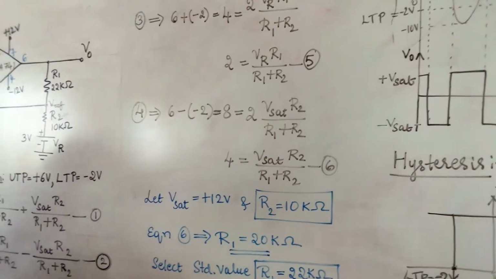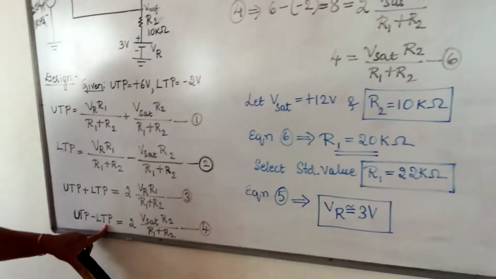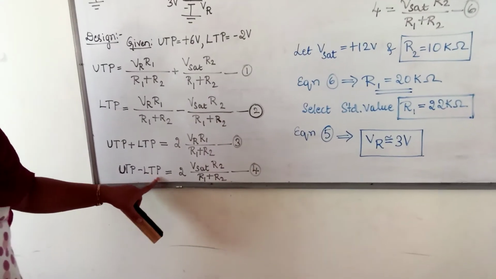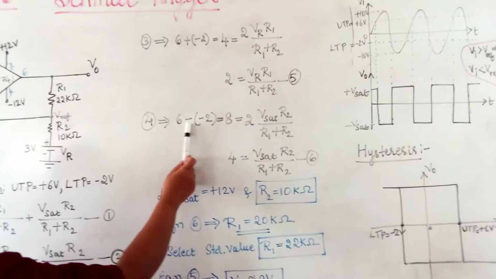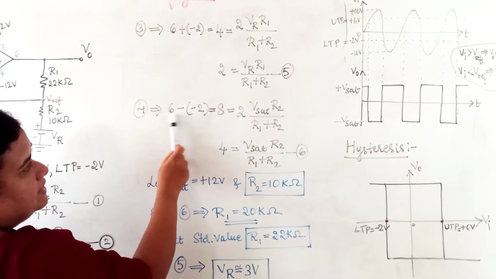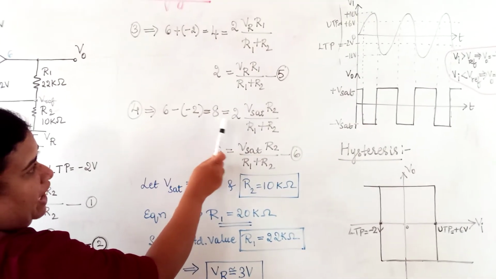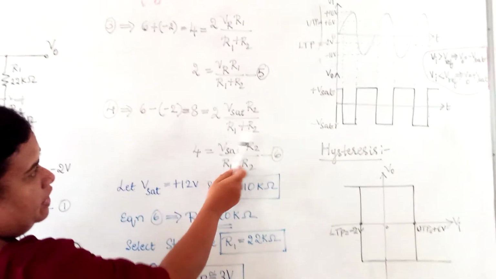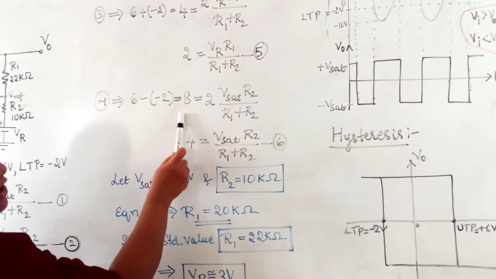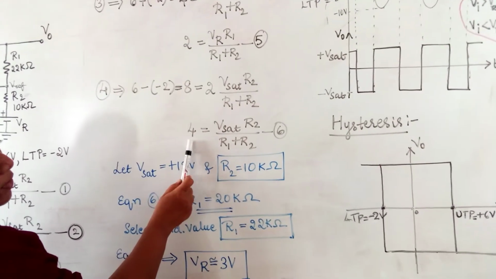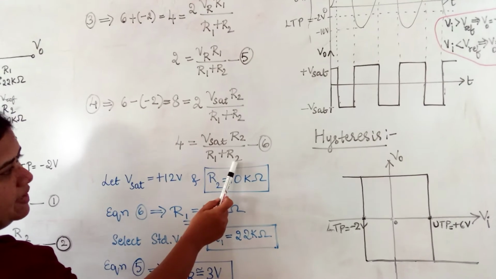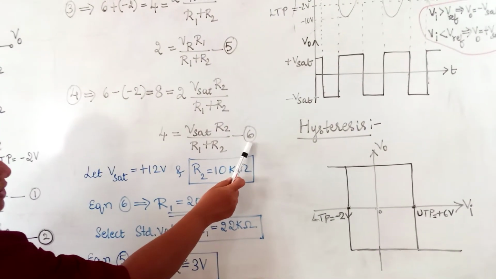Now from equation 4, that is UTP minus LTP. UTP is 6 minus LTP is minus 2. So 6 minus of minus 2, minus minus becomes plus. 6 plus 2 is 8. So 8 equals twice V sat into R2 divided by R1 plus R2. Now 8 divided by 2 is equal to 4. So 4 is equal to V sat into R2 divided by R1 plus R2. Call this equation 6.